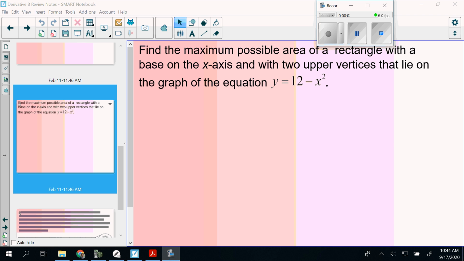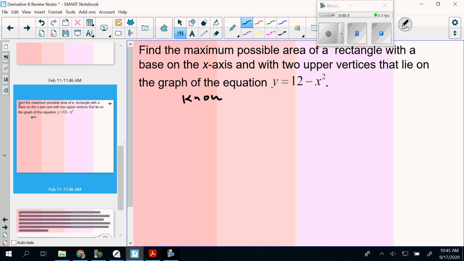Okay, let's look at another optimization problem, this time one with a function on a graph. It says find the maximum possible area of a rectangle with a base on the x-axis with two upper vertices that lie on the graph of the equation y = 12 minus x squared. So let's see if we can graph it out. This is going to be a parabola because it's squared here.